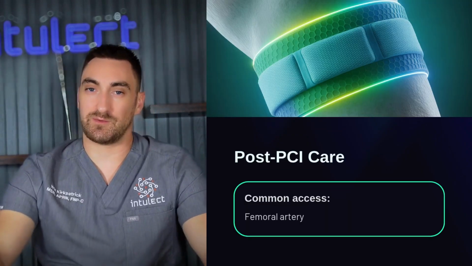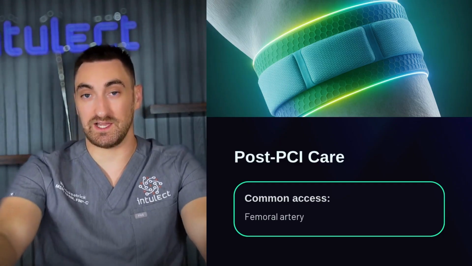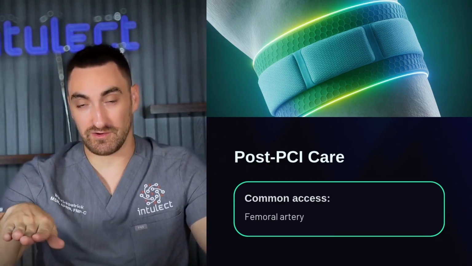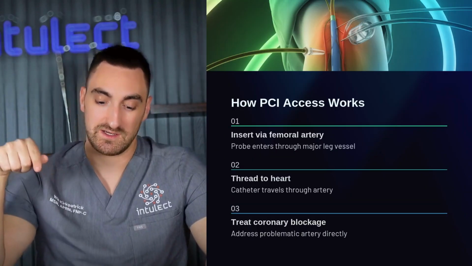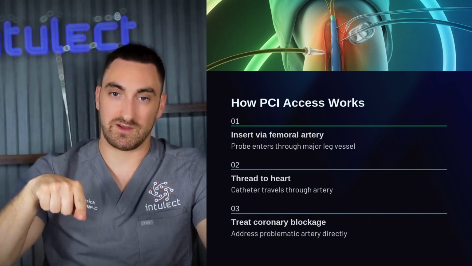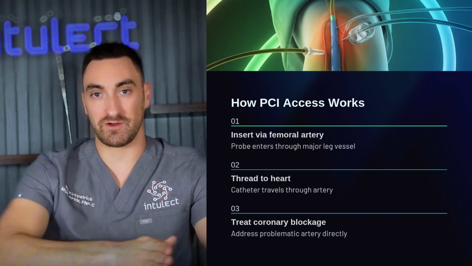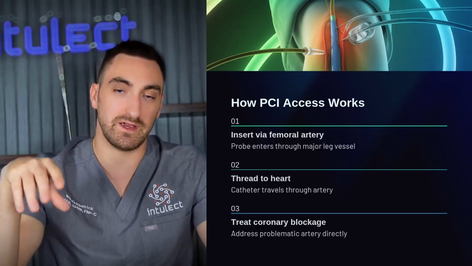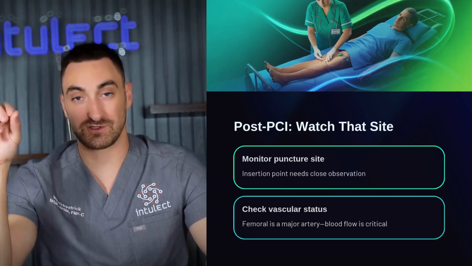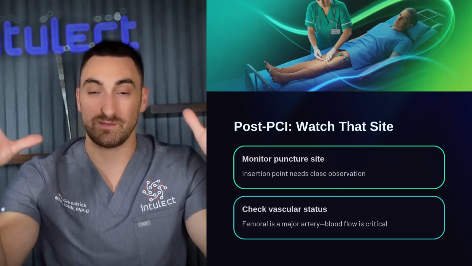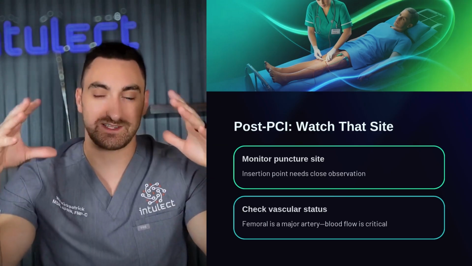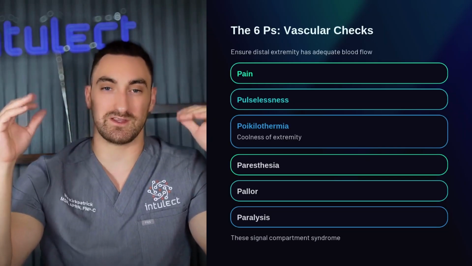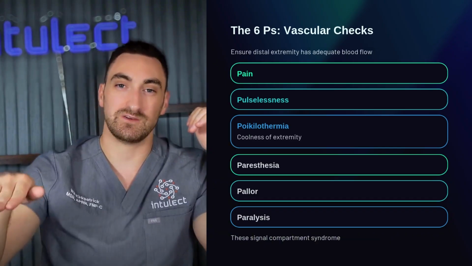Now, what do you do when your patient comes back from the PCI procedure? When they come back, they usually went through the femoral artery, right? They insert a line and then insert the probe through the femoral artery all the way to the heart to treat the coronary artery that is causing the issue. So afterwards, that puncture site is still going to be there, of course. What you're going to be doing is monitoring the vascular status of that limb, because it's a big artery right there, that femoral artery. You want to make sure that there's still blood flow going down to the distal extremity.